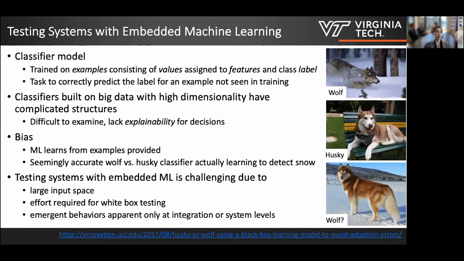Additionally, machine learning is subject to bias. The machine learning models learn from the examples that are provided when training the models. And so if the examples that have been provided are biased, then the models will be biased.